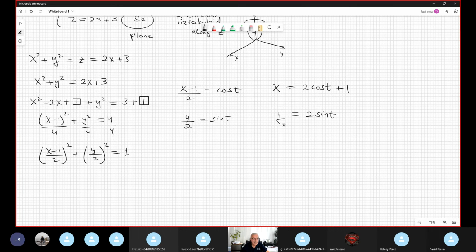And what about z? We need z. Z is easy. You take this equation here, it is easier. And z is equal to x, pero who is x? x is 2 cosine t plus 1. Entonces multiply by 2 is 4 cosine t plus 2, ¿no? Plus 3. And 2 plus 3 is 5.